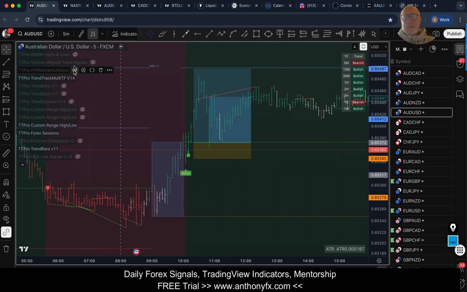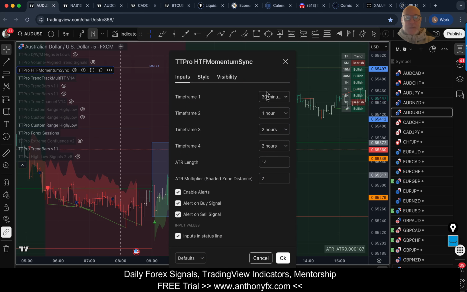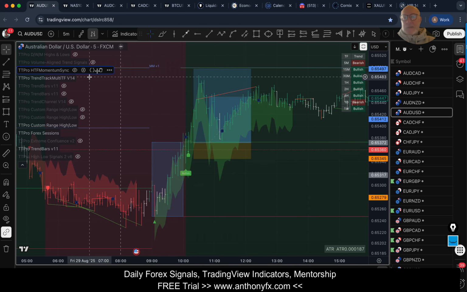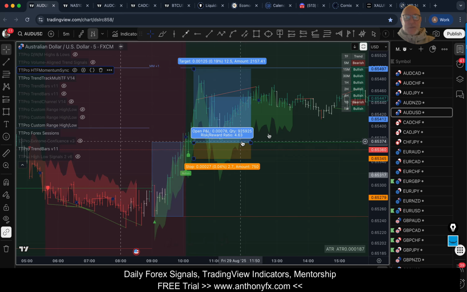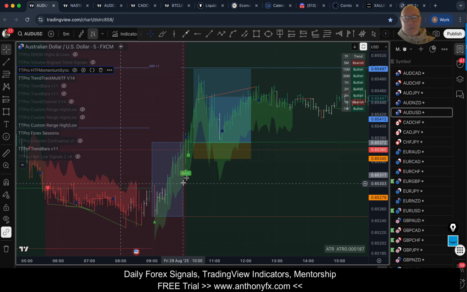This is the key, this indicator here. I'll just show you a couple of things. This tracks the 30-minute, the 1 hour, and the 2 hour. And when buyers or sellers dominate across these time frames, it will paint the signal. And it'll give you the shaded zone, which is the stop loss level. You just follow that shaded zone.